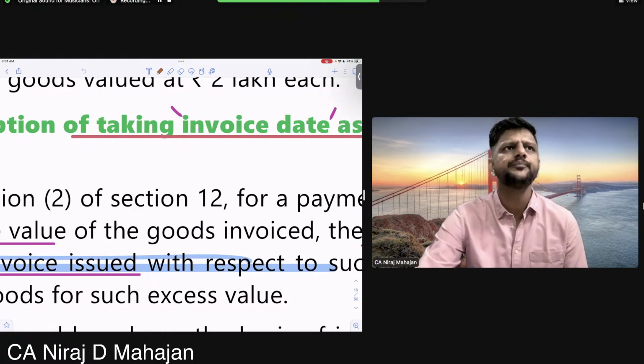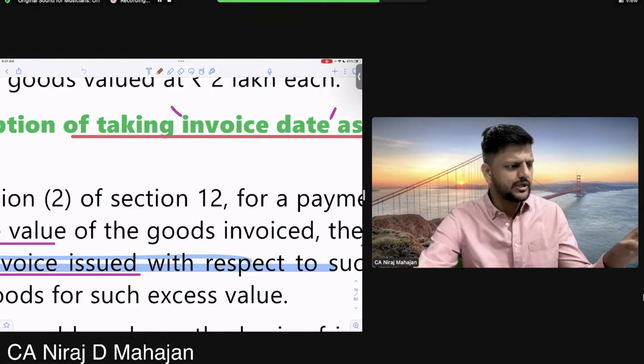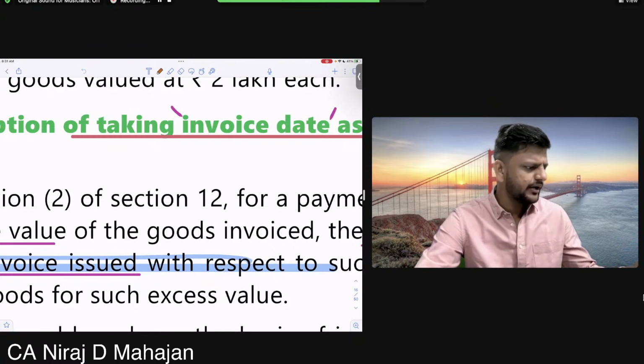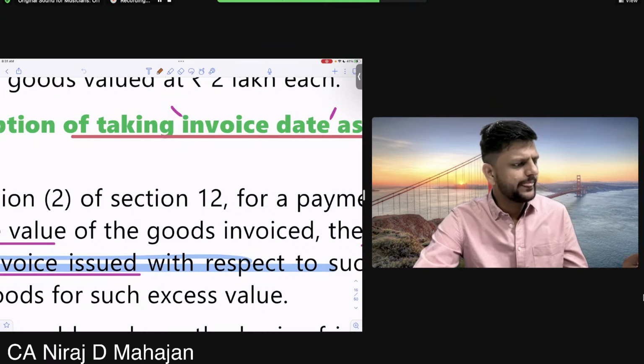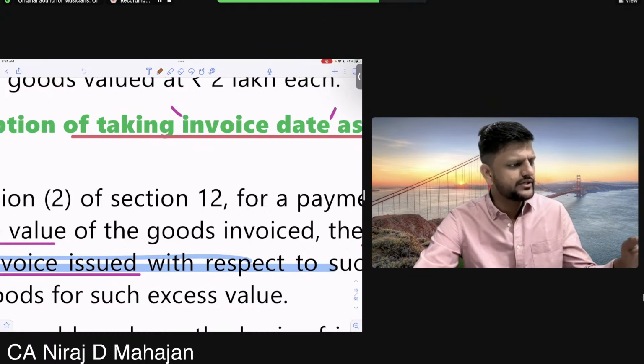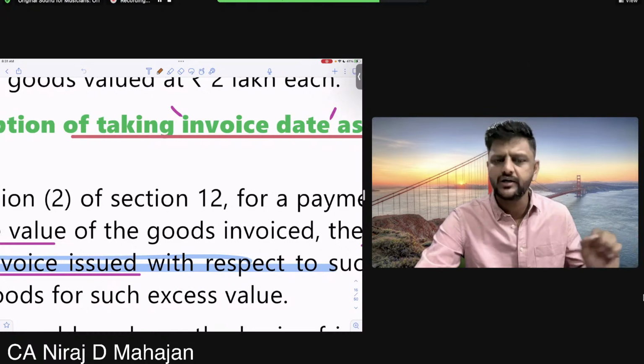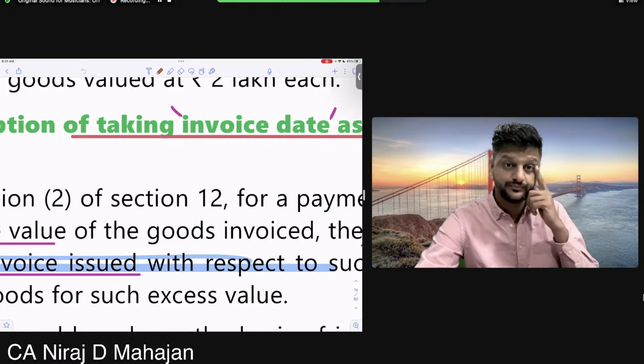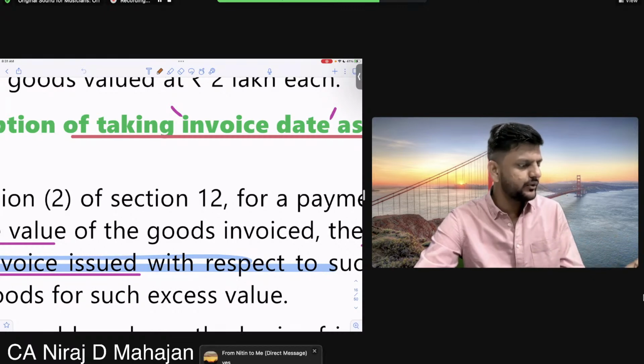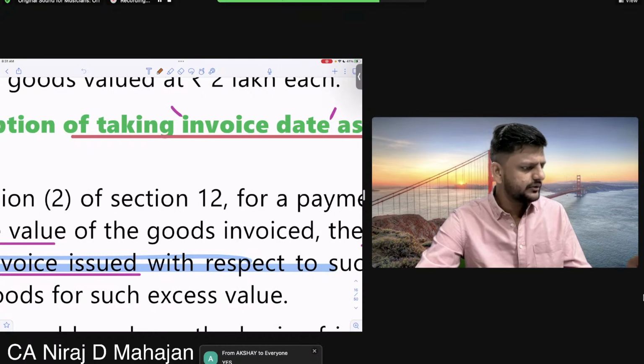Clear till here? For forward charge, supply of goods, tell me everybody, do we check only two dates? Which two dates? Actual invoice date or invoice issue due date, whichever is earlier. Agree till here? Everybody okay till here? Actual invoice date or due date, whichever is earlier.